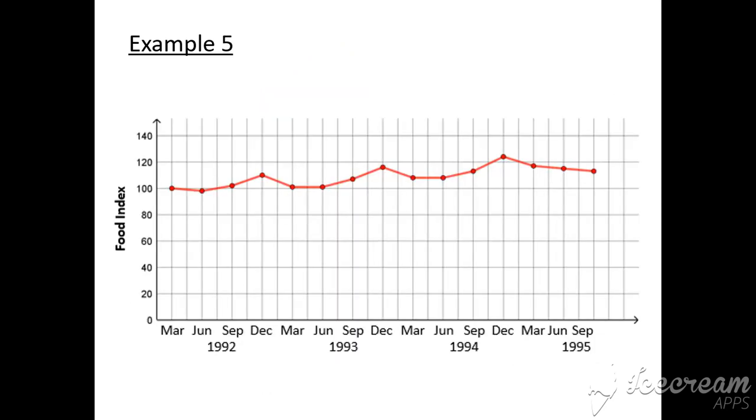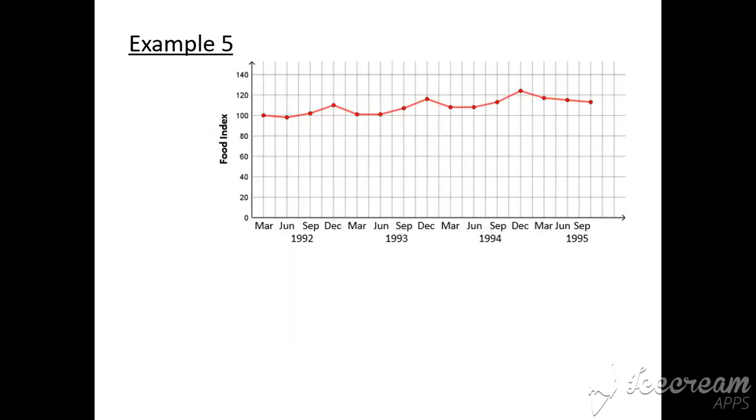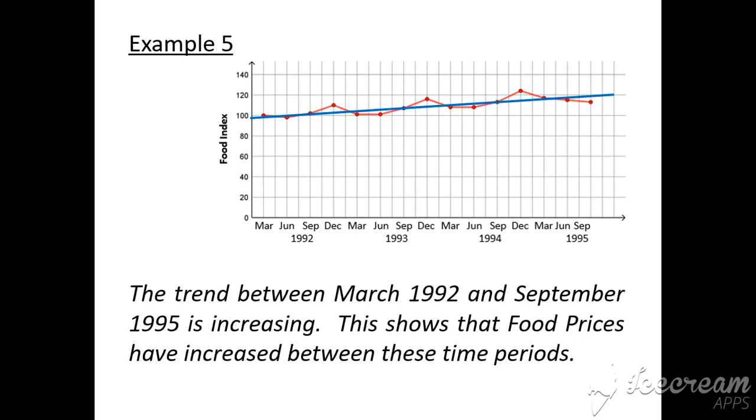Right, let's push on to example 5. This is a time series graph, and we are comparing the food index, the price of food, over the time between March of 1992 to September 1995. So what kind of things could we comment about a time series graph? Well, we talked about this in the actual time series video. The first thing to talk about is the trend. So the trend between March 1992 and September 1995 is going up or increasing. We say increasing. This shows that food prices have increased between these time periods.